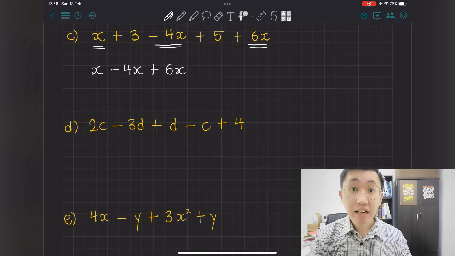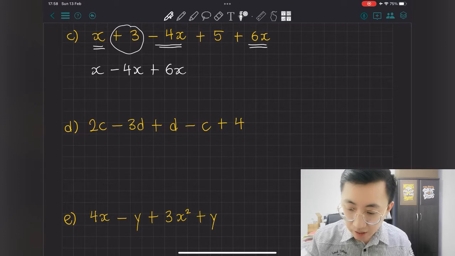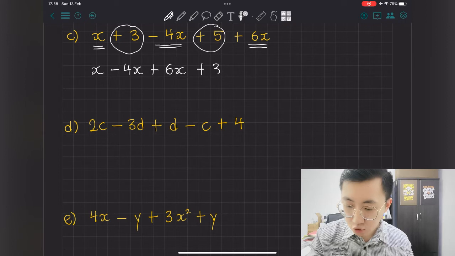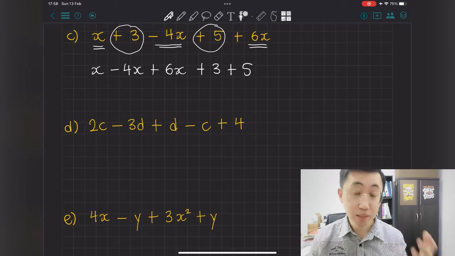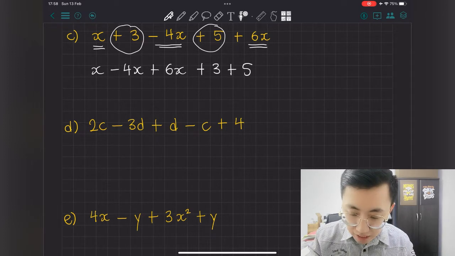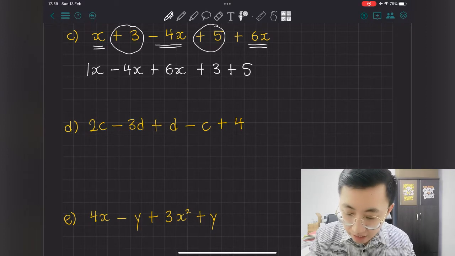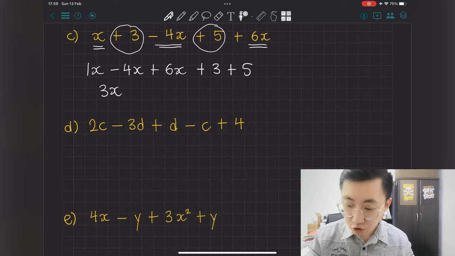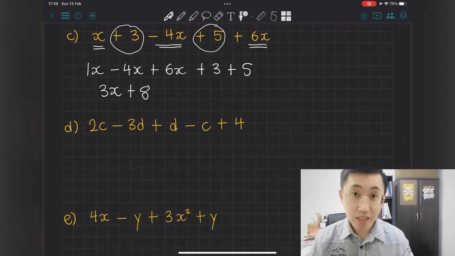Then try to find the rest that we haven't done. I haven't done plus 3 and plus 5. So I'm going to copy it down over here: plus 3 and then plus 5. Now from there we are going to combine, what we call simplify. So this is 1, minus 4, plus 6. You will see that this is actually 3x. And then focus on these two: 3 plus 5 will get you 8. That is the answer for question C.